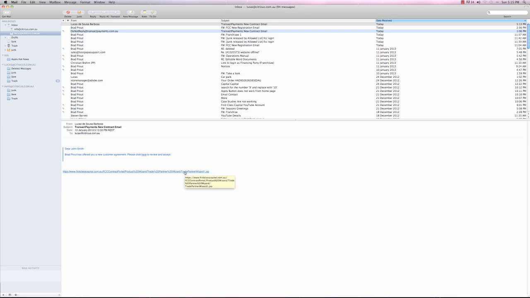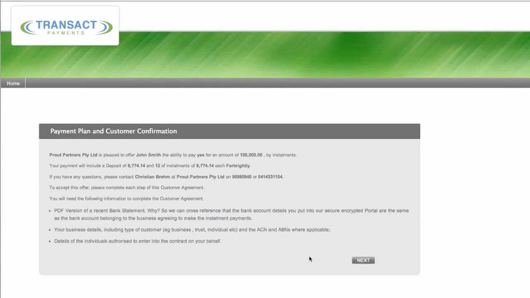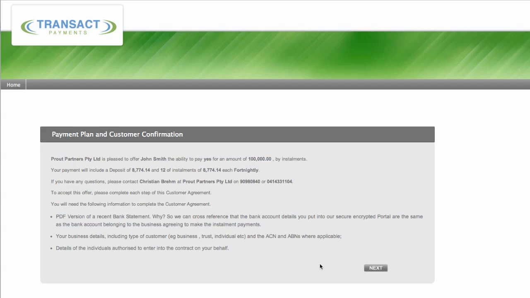First of all, they will see the link in their inbox. By following the link, it will take them to our Transact Payments branded trading portal. They will first of all be presented with a summary of the offer that you have made them for them to pay an invoice by installments. They select Next.